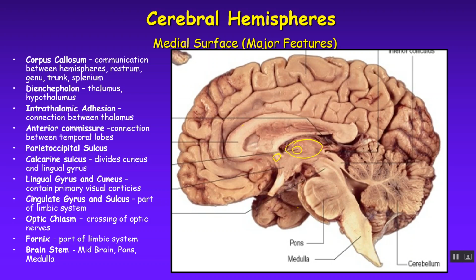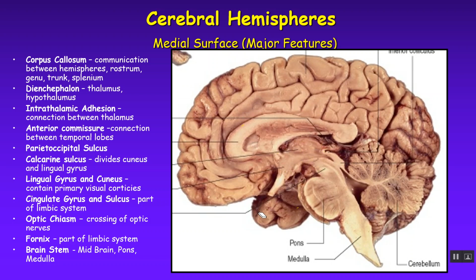Another thing down here which I don't have listed is that some of you will have your mammillary body right down here, which, remember, is part of your midbrain structures. Because your midbrain is actually this whole region right here. This is all midbrain, including those mammillary bodies.